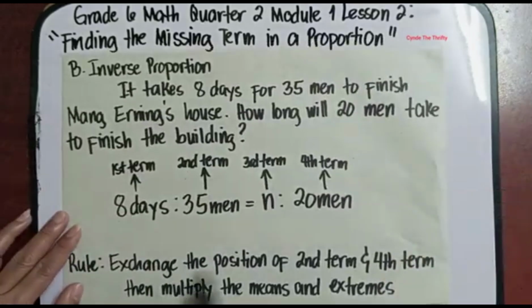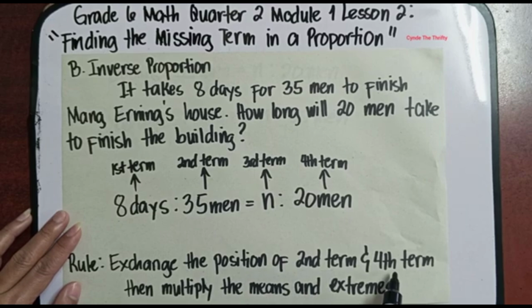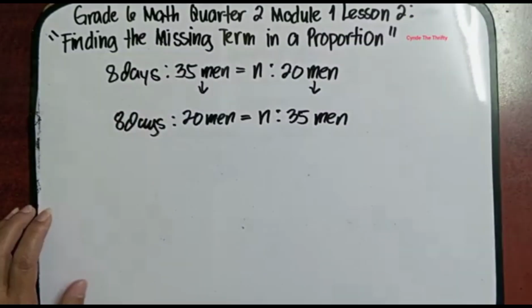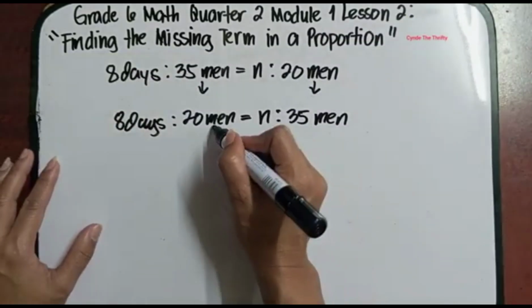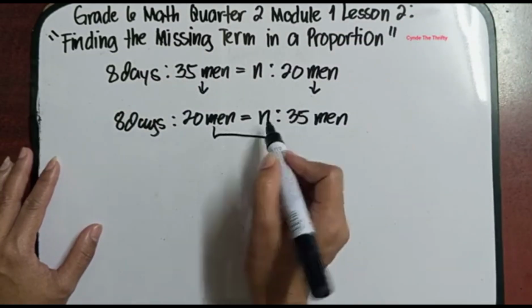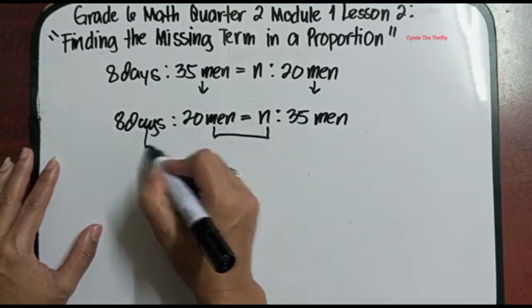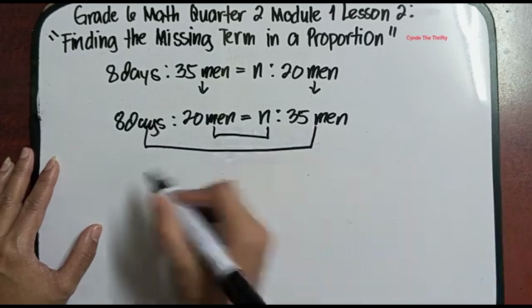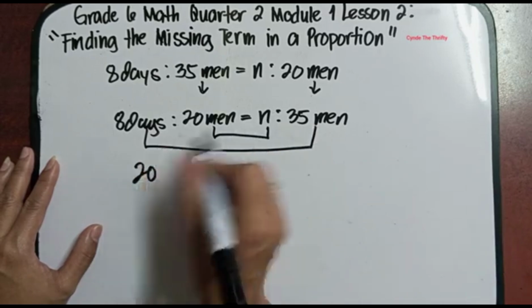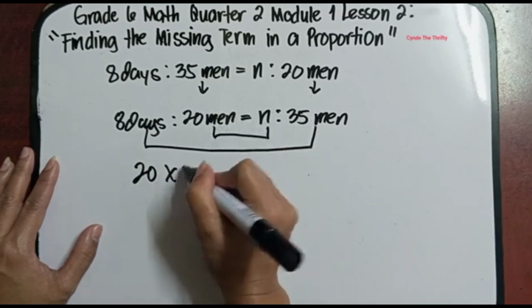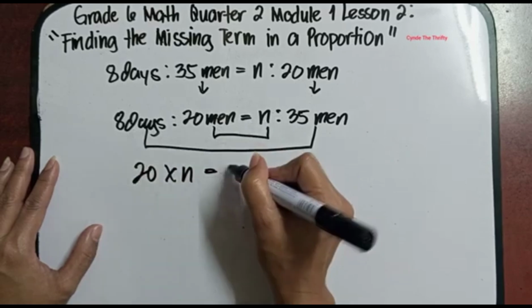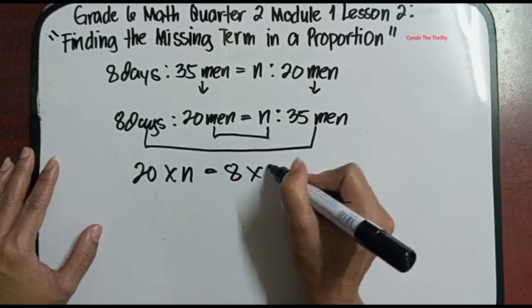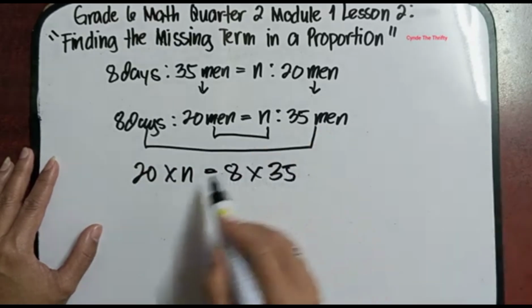So, dahil na-exchange na natin ang position ng second term at fourth term, ang gagawin natin is multiply the means and extremes. Okay, so i-multiply natin ang ating means at extremes. Again, ito yung ating means, ang nasa loob, at ang extremes natin is ang nasa gilid. Okay, so 20 men times N is equal to 8 days times 35 men. Okay, so i-multiply natin ang means.